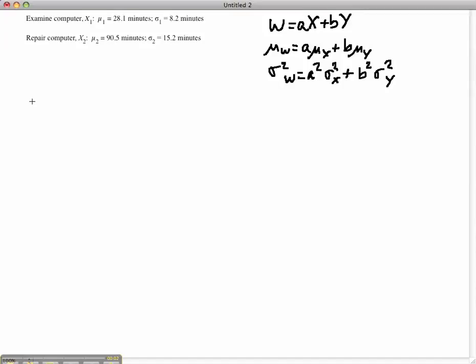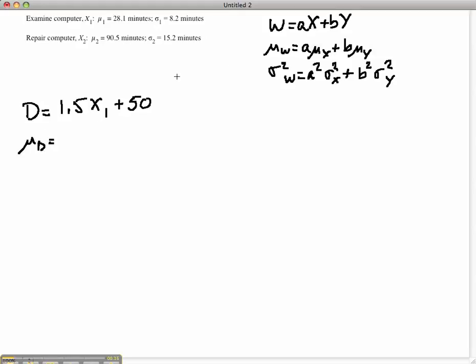Okay, part C of the problem talks about a different random variable. I'm going to call this one D, even though the problem called it L, whatever. D is equal to 1.5x1 plus 50. What this stands for is diagnosing costs $1.50 a minute. If the person gets the computer diagnosed but doesn't get the problem fixed, the shop charges another $50 flat fee. That's where this $50 comes from.